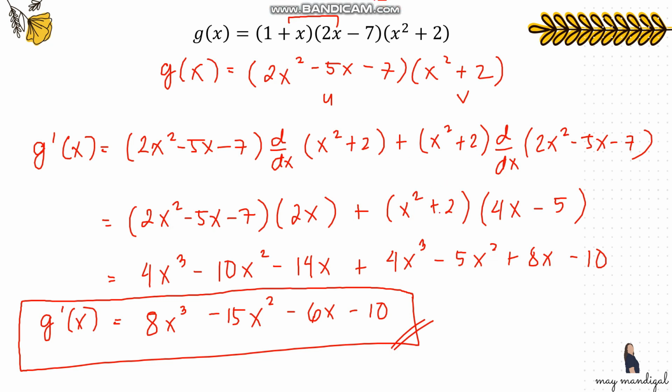Now, in case you don't want to use the product rule or there's no specific instruction for you to use the product rule, what you can do is, this is just an option. From here, you can multiply again x squared plus 2 to this trinomial, and after you multiply, you can directly get the derivative of that using the sum or difference rule. So it is also possible for us to get the derivative of this given function without using the product rule. But again, if you're asked to use the product rule in identifying the derivative, then this is what you will do.